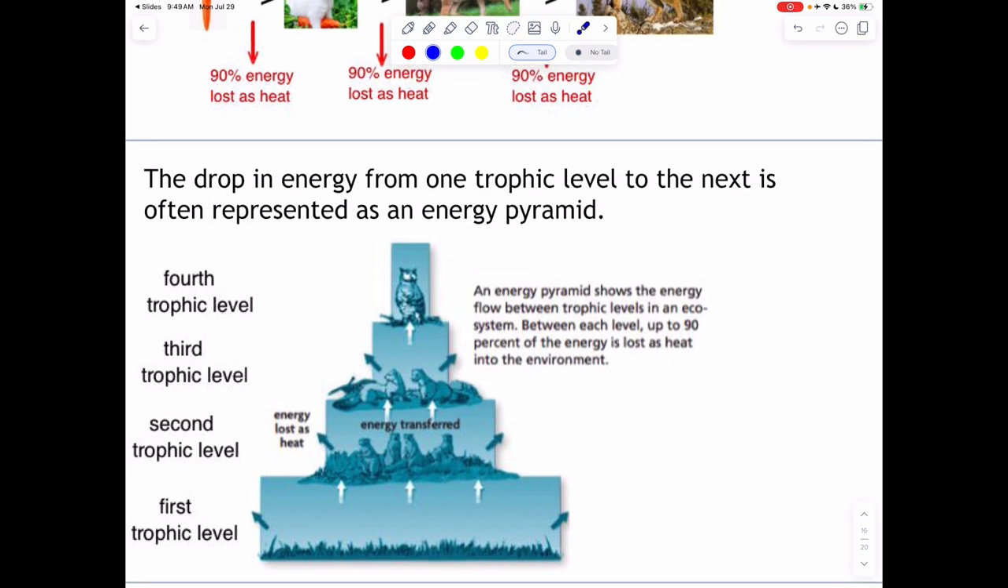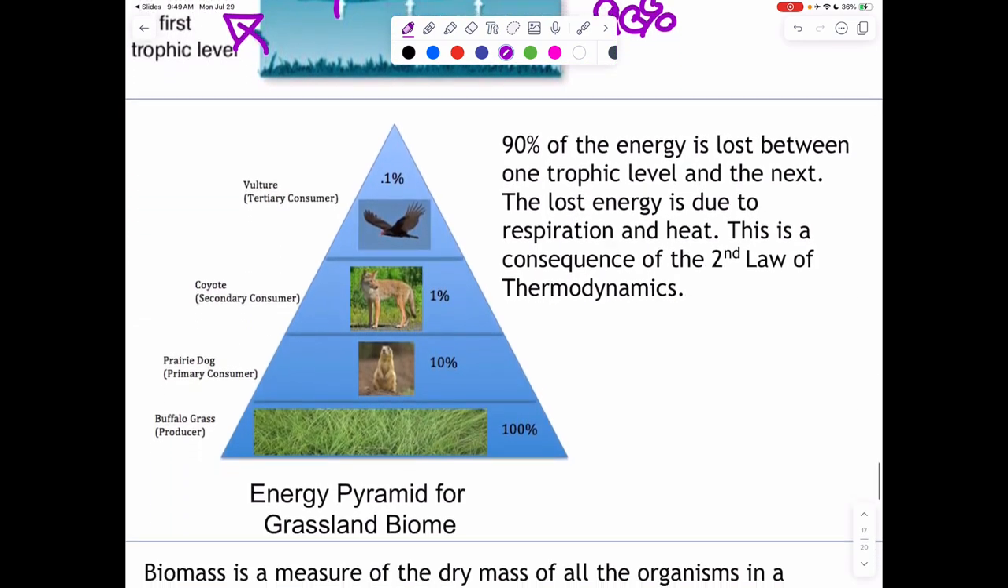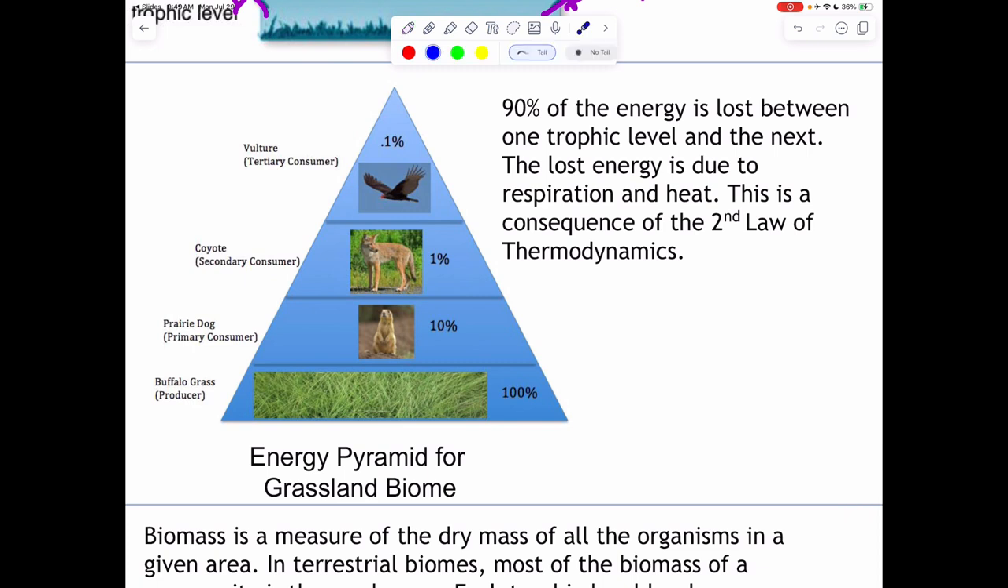This is another way to look at it as well. We can see that 90% is being lost, while only 10% is going up to the next trophic level, where again, 90% is lost and 10% goes up to the next trophic level, and so on. This is the same idea, showing that if we start with 100% of our energy in the grass, only 0.1% will reach our vulture.